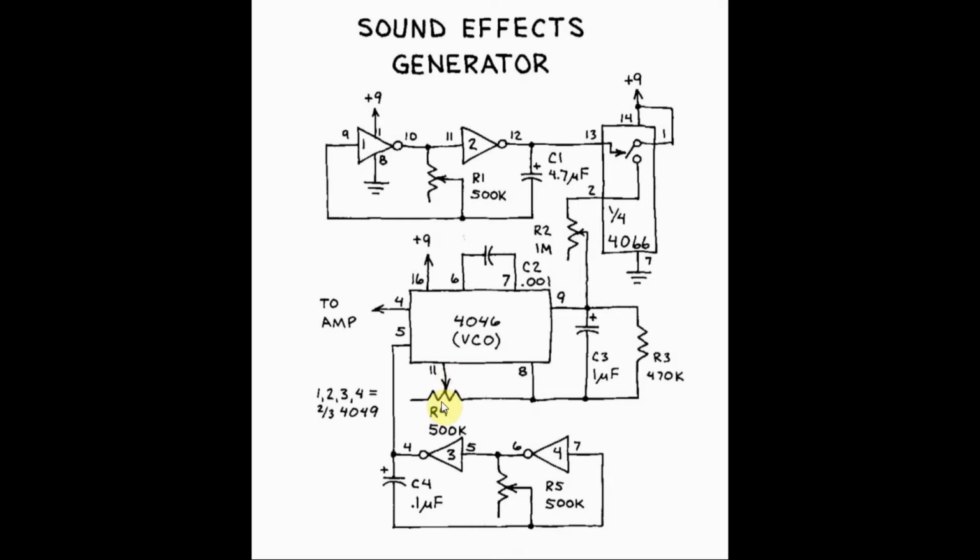Pot R4 here is used to determine the frequency range of the output modulated signal of the VCO. So now, by combination of changing pots R1, R2, R4 and R5, we can get at the output of the VCO a variety of chopped tones.